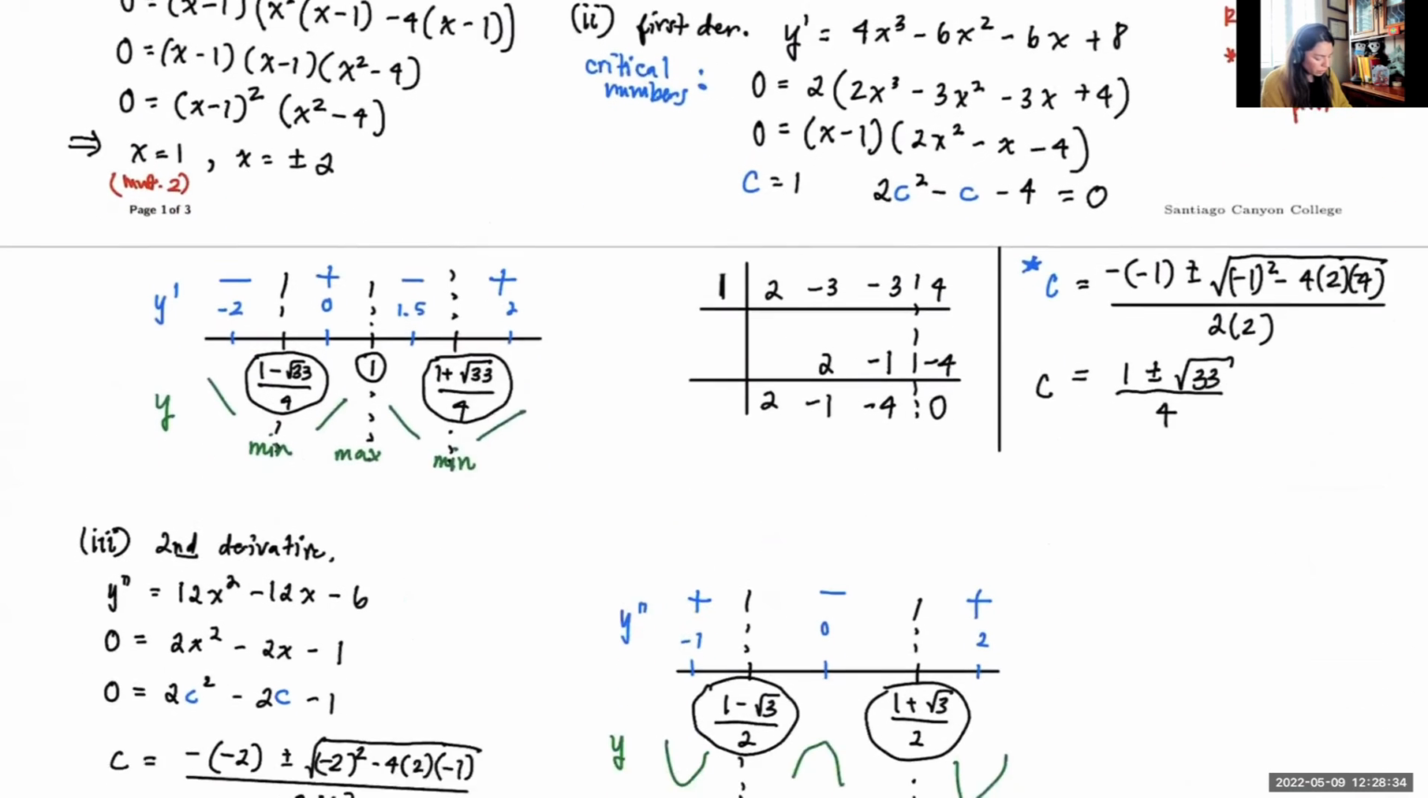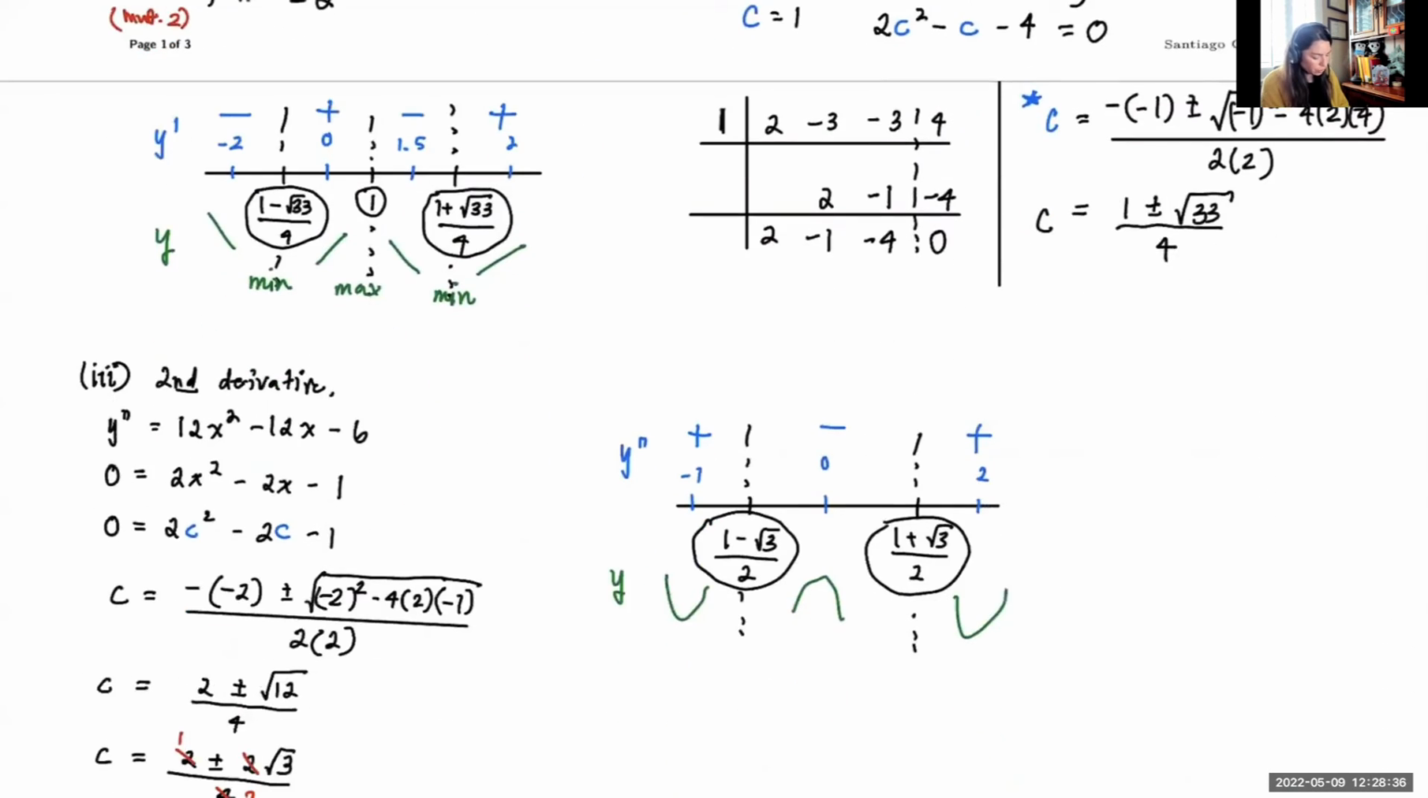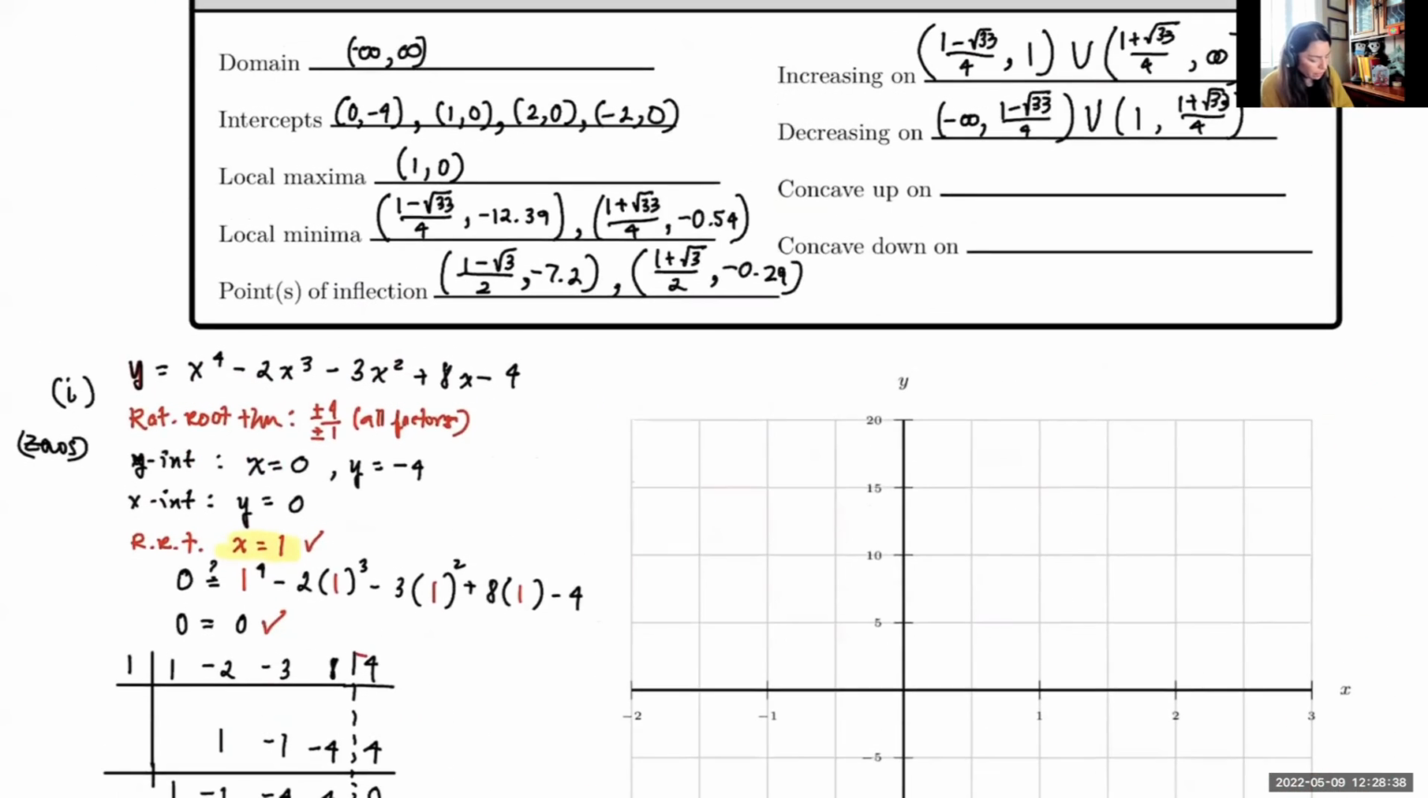So it looks like we're only concave down in between, and then everywhere else is concave up. So -infinity, and then 1 minus square root of 3 over 2, union 1 plus the square root of 3 over 2 out to positive infinity, and then concave down in between those critical numbers of the first derivative.